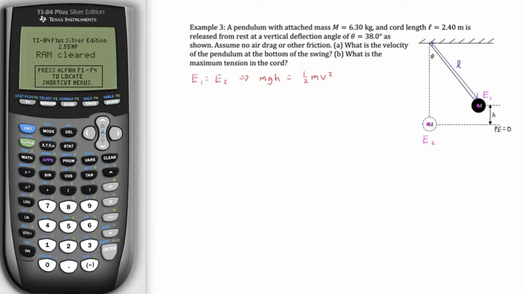Okay. So we see that energy 1 equals energy 2. Energy 1 and 2 are shown in the figure over here. Okay, those are our two points. And energy 1 is entirely going to be gravitational potential energy, and energy 2 is entirely kinetic energy. We know that because the pendulum starts from rest, so we have that V1 is going to be equal to 0, and we have that the potential at the bottom is 0.